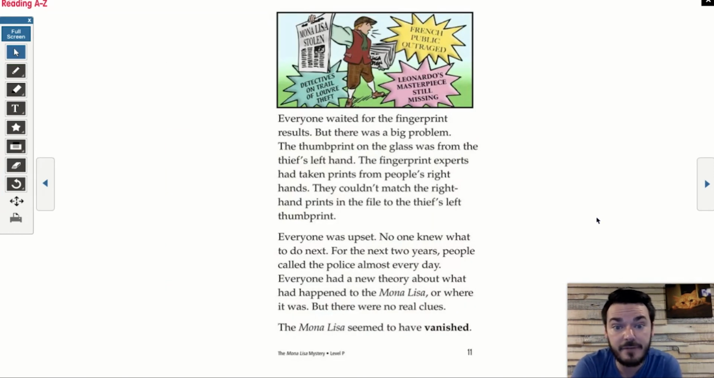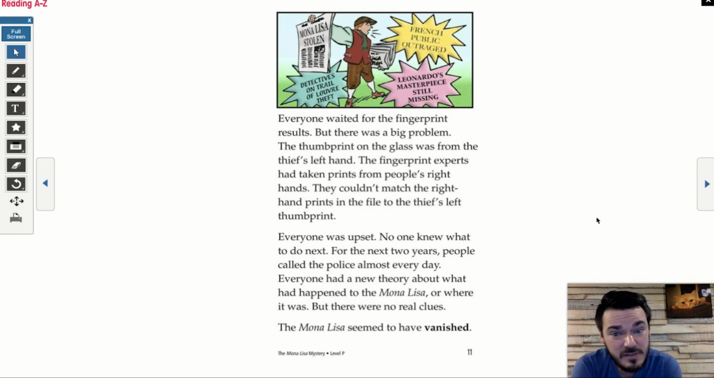Everyone waited for the fingerprint results, but there was a big problem. The thumbprint on the glass was from the thief's left hand. The fingerprint experts had taken prints from the people's right hands. They couldn't match the right hand prints in the file to the thief's left thumbprint. So there's the answer to the question on the previous page. Can the fingerprints help them solve this? No, not this time. Everyone was upset. No one knew what to do next.